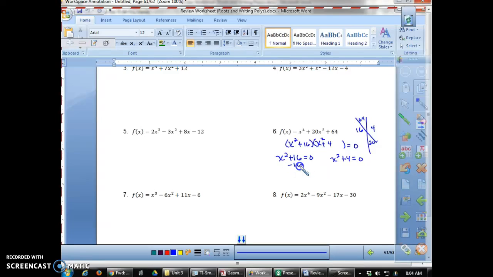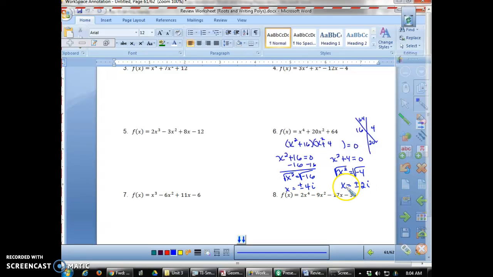When I subtract 16 over, I get x squared is equal to -16. Then I'm going to take the square root of both sides. Don't forget your plus minus sign. And then the square root of 16 is 4, and the square root of -1 is i. Over here, same thing. I end up with x squared is -4. Take the square root of both sides. Don't forget your plus minus sign, and this is going to be 2i.